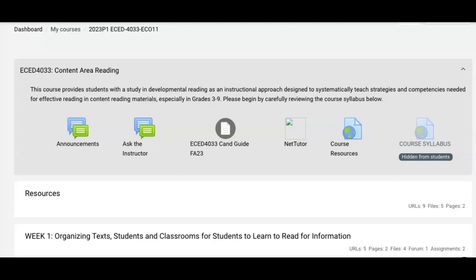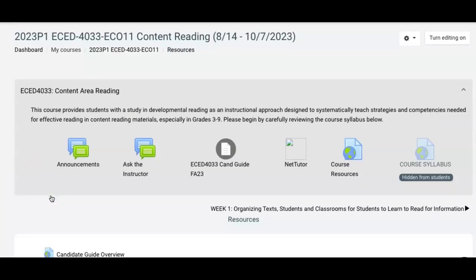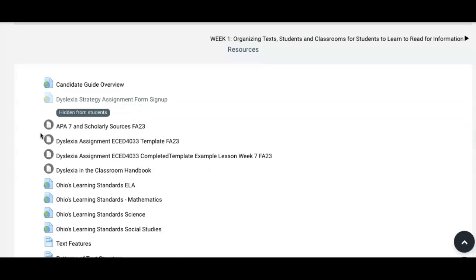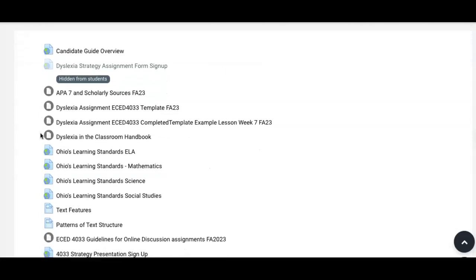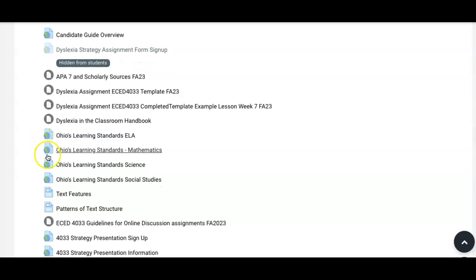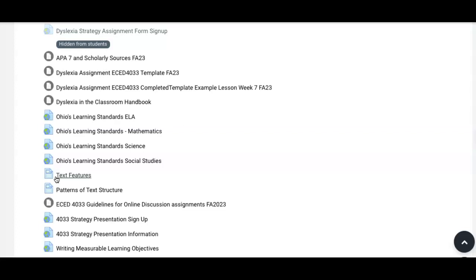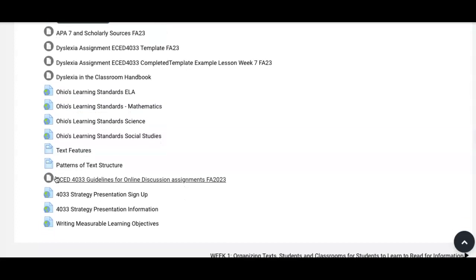Before I start talking about week 4, I want to remind you that at the top of Moodle, above week 1, there is a resource section. There are several resources that I have put there for you. There's information about APA and scholarly sources, about the dyslexia assignment, the standards that you're going to need.